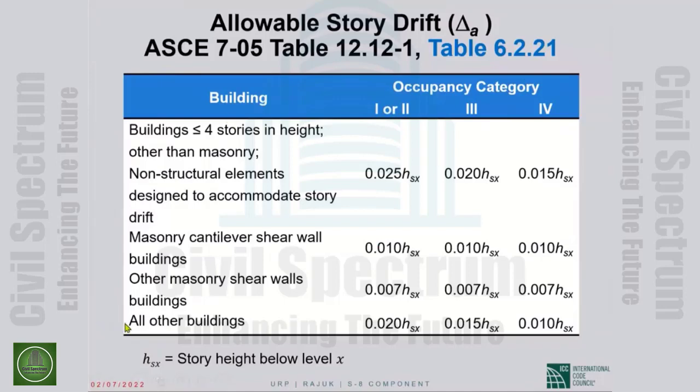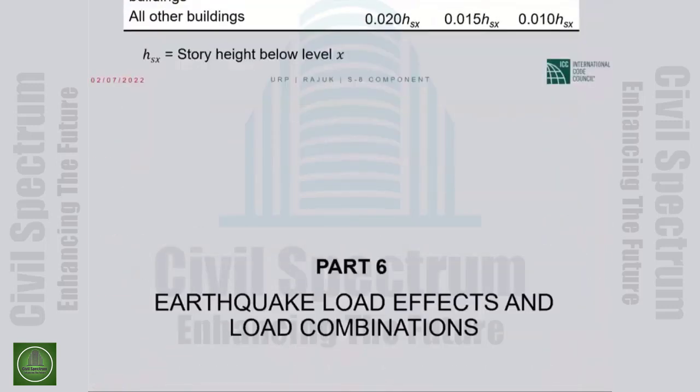Most of the time you'll be in this line, all other buildings. And your drift limits will be: the interstory drift shall not exceed 2% of story height for risk category 1 or 2 buildings, standard occupancy buildings, shall not exceed 1.5% of story height for schools, let us say assembly buildings, and shall not exceed 1% of story height for hospitals, police stations, fire stations, all essential facilities.